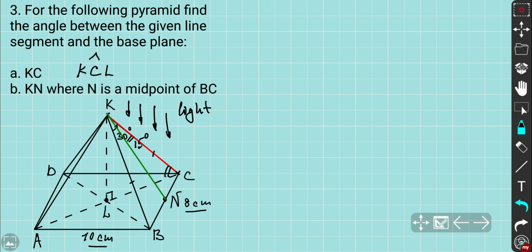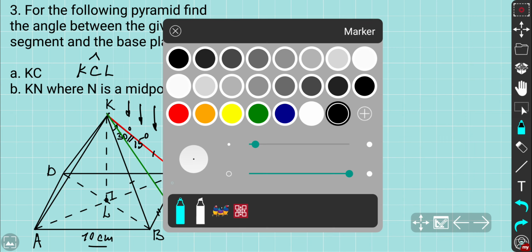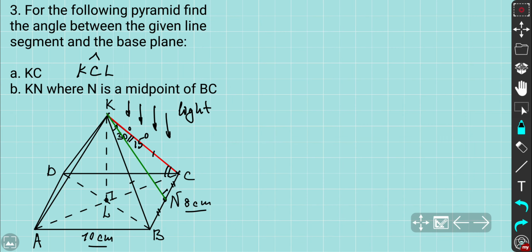We have an angle of 15 degrees, and what it allows us to do, having also the fact that N is the midpoint, is figure out that BN equals NC, and each part is equal to 4 centimeters. This is also a right angle because it's a slant, right? So we can use triangle KNC. Let's do that.